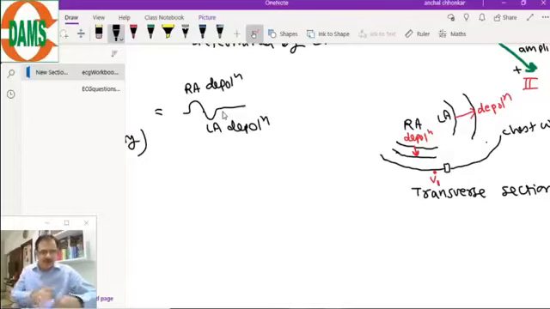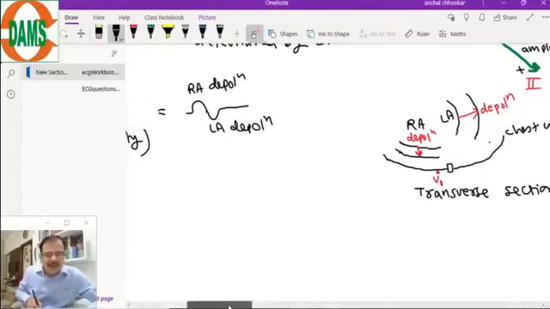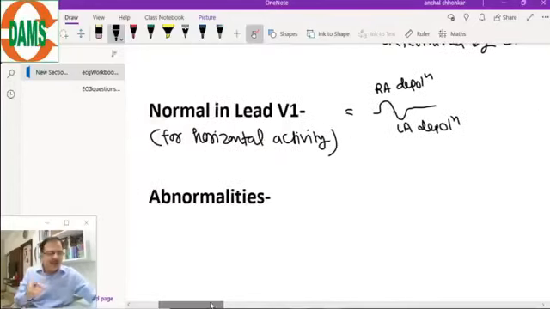It is in the horizontal plane. It is going towards the left axilla, and V1 is placed on the right side. So it will show a negative deflection. So these are the normal P waves in particular leads. No one will ask you what are the dimensions of this biphasic P wave in V1. They will just ask you in which lead normally you will get a biphasic P wave. The answer is V1.